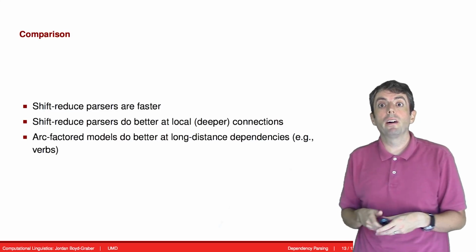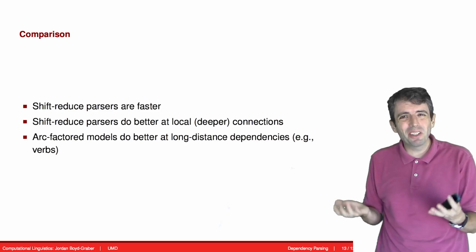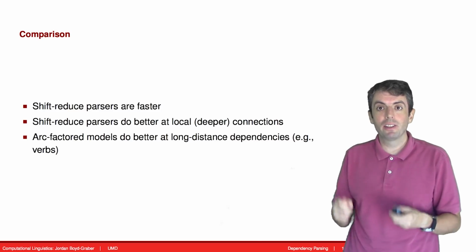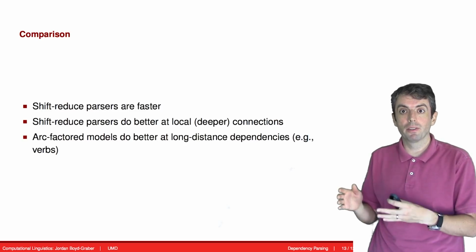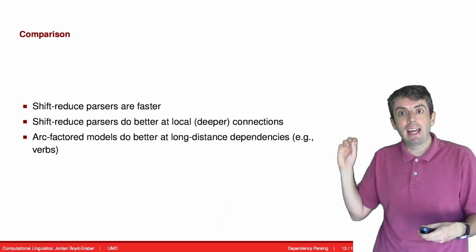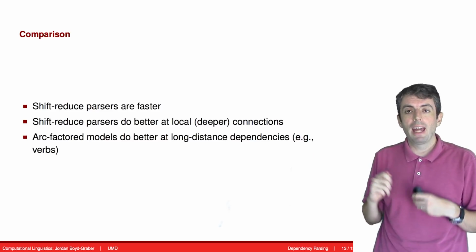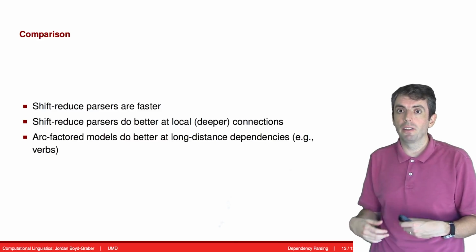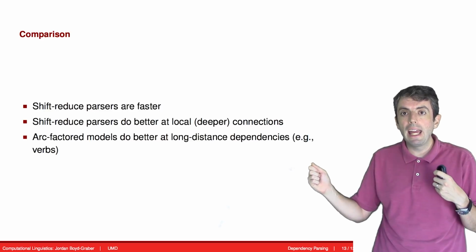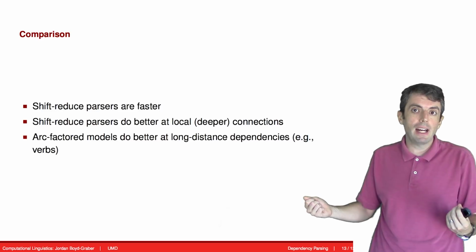And it's not that arc-factored models are better but slower. They're actually pretty different, and they have different strengths and weaknesses. And it's not just that shift-reduce parsers are faster but worse. They actually do a better job at capturing local dependencies when words aren't too far away from each other. And that's because arc-factored models get distracted by long-distance dependencies. They're considering any possible interaction between words, and they can get distracted.